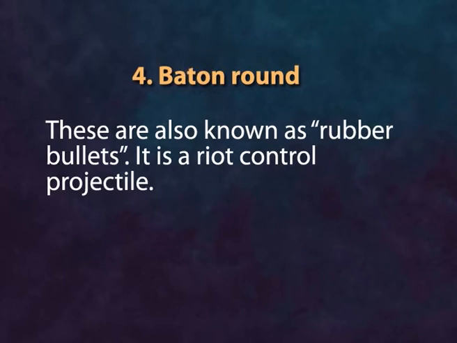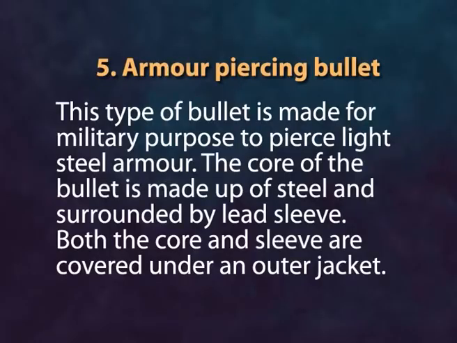Next is baton round. These are also known as rubber bullets. It is a riot control projectile. They were first developed in Hong Kong and were made from wood, but later these wood bullets were modified into rubber bullets. Next is armor piercing bullets.